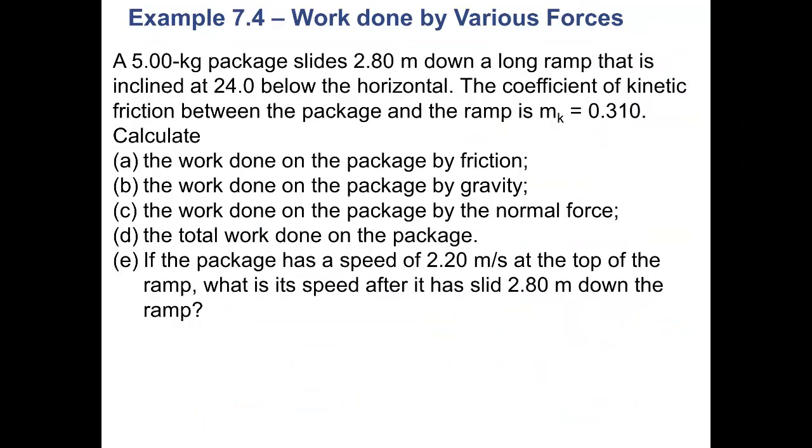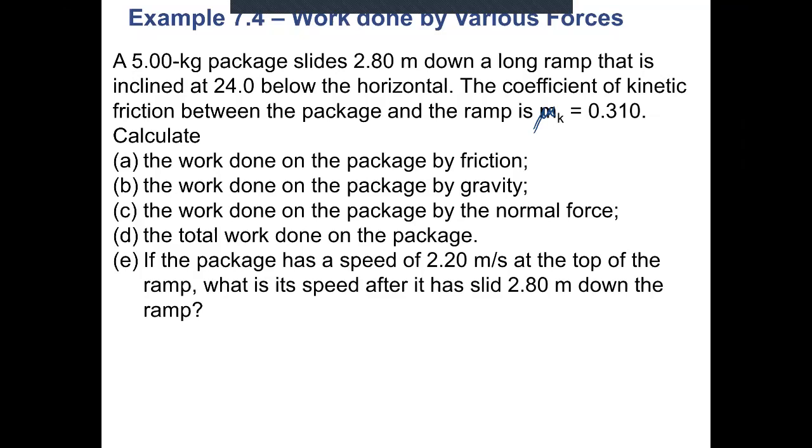A 5-kilogram package slides 2.8 meters down along a ramp that is inclined at 24 degrees below the horizontal. The coefficient of kinetic friction between the package and the ramp is, that's a mu k, 0.310. Okay. So then we're going to calculate the work done on the package by friction, work done by gravity, work done by normal force, then the total work done on the package.